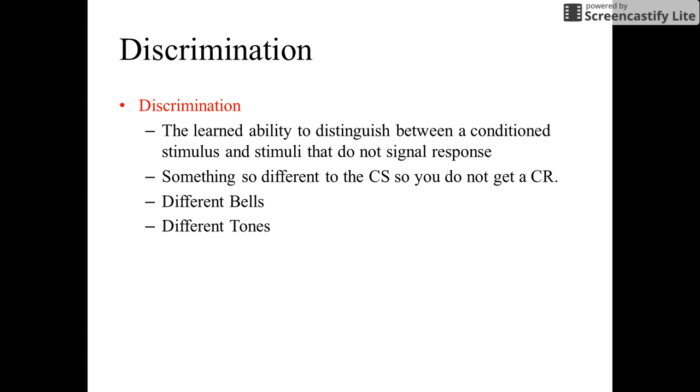Discrimination then is the opposite. It's the ability to distinguish between a conditioned stimulus and a stimulus that does not signal a response. So you're understanding the difference between a bunny and a rat. Something so different to the conditioned stimulus that you don't get a conditioned response. You have different bells, different tones, etc.